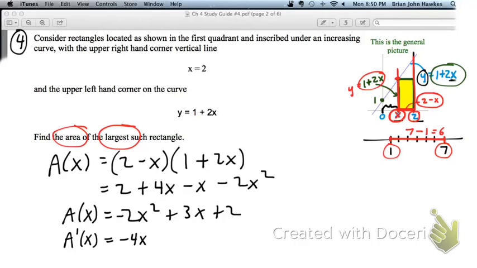The derivative of A of x is negative 4x plus 3, and the derivative is equal to 0 when negative 4x plus 3 is equal to 0. In other words, when 3 is equal to 4x, and x is equal to, be careful here, 3 over 4. That's our critical point. It's our only critical point, and we can be really confident that at that critical point the area is going to be a maximum.